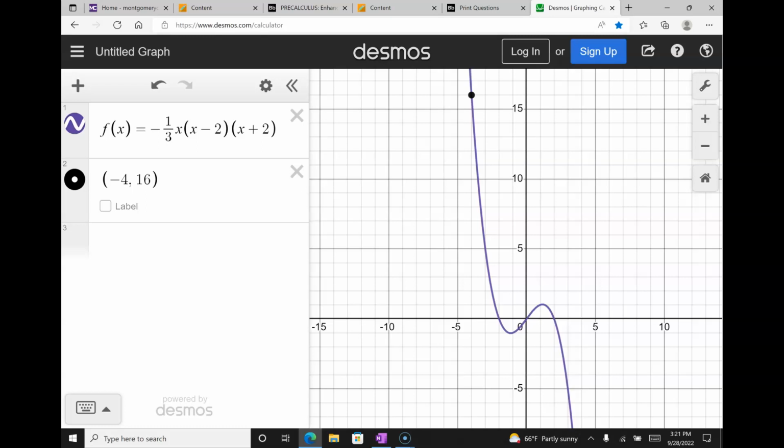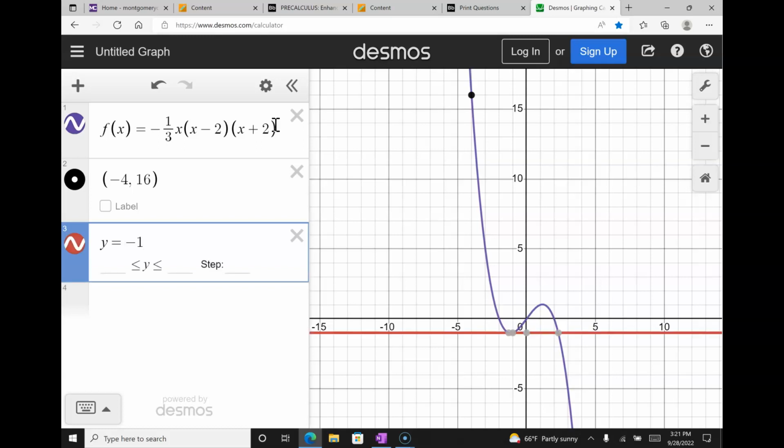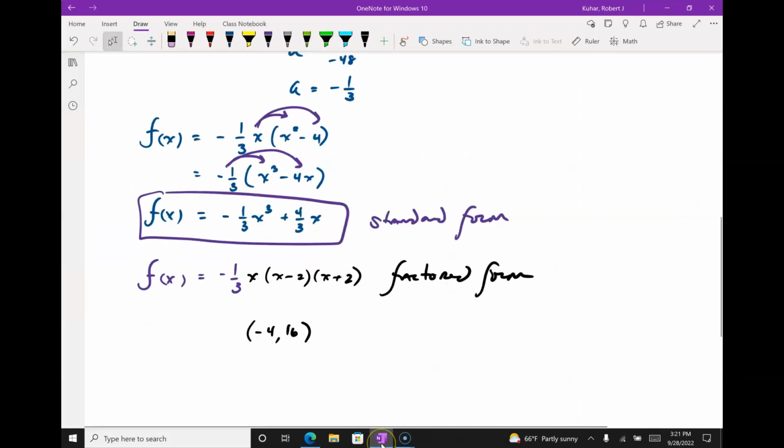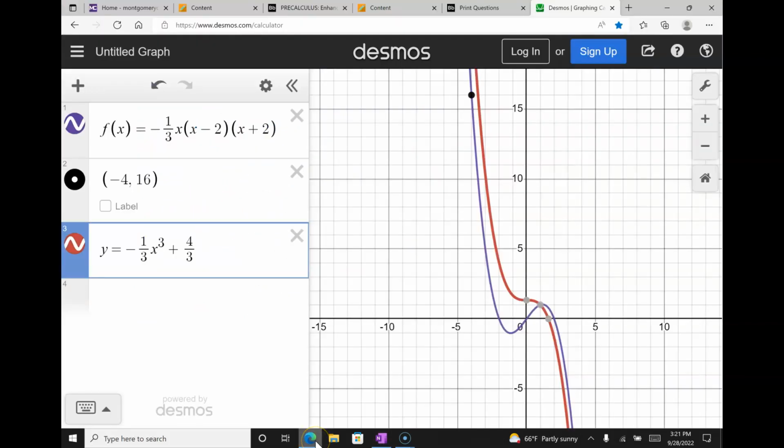Yes, you with me? I also want to put in my standard form to make sure I did all my algebra correctly. Okay? So I got y equals -1/3 x to the third, right? Plus 4/3, oops, 4/3, I forget already, 4/3 x. And what I'm trying to see is, are my graphs matching, right? Is my red graph and my purple graph, are they the same graph? And that's when I know I got it. Yeah, question. Say again? Both. I want both. I want the factored form. I want the standard form.